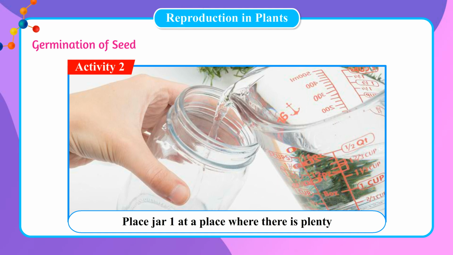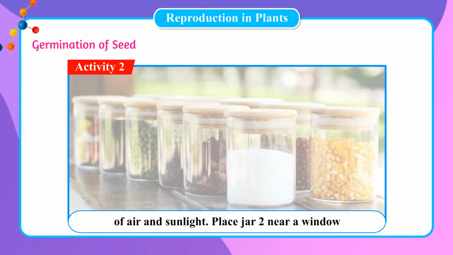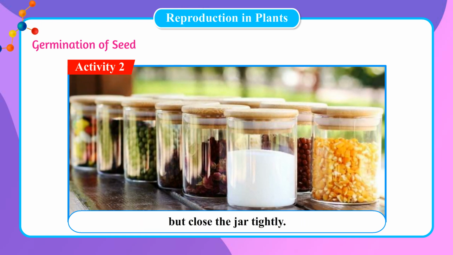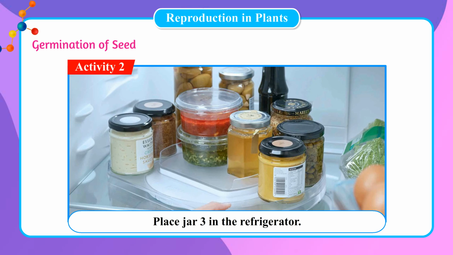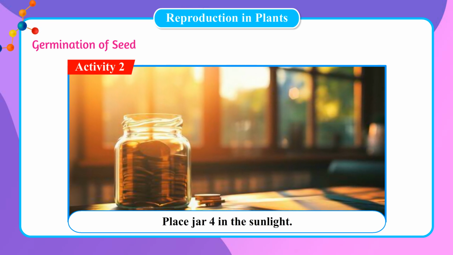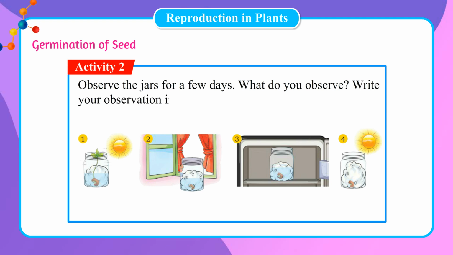Place jar 1 at a place where there is plenty of air and sunlight. Place jar 2 near a window, but close the jar tightly. Place jar 3 in the refrigerator. Place jar 4 in the sunlight. Observe the jars for a few days. What do you observe? Write your observation in the table given below after 4 days.